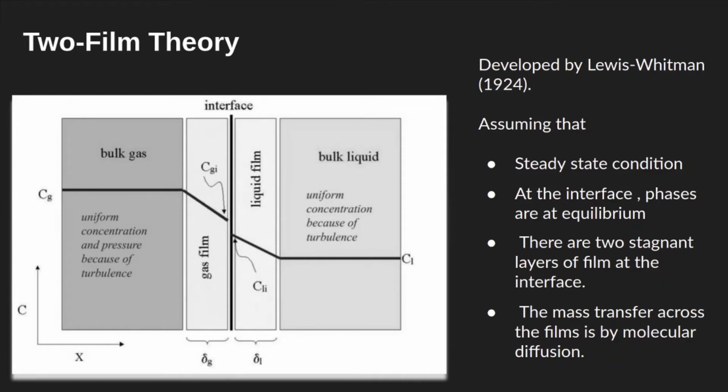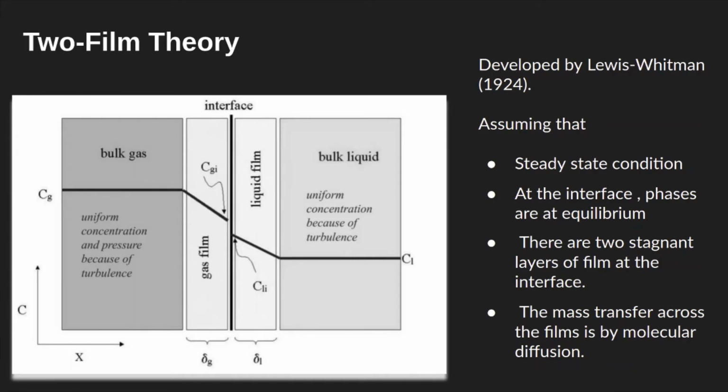This theory makes a few assumptions, the very first of which is the presence of equilibrium at the interface, which means that the phases are at equilibrium at the interface. Second one is the presence of layers in the vicinity of interface at its either side. And the theory states that the mass transfer between these two phases takes place via molecular diffusion.